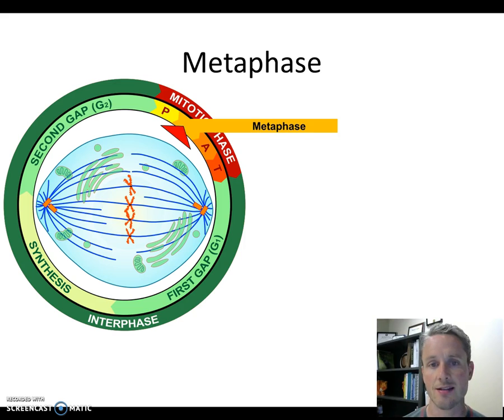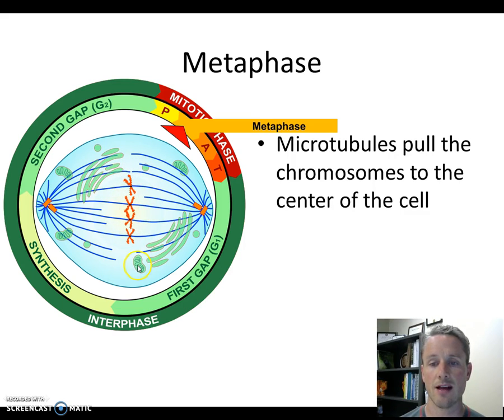During metaphase, the cell has a very specific appearance. And that appearance includes that all of these chromosomes have lined up right in the middle of the cell. And that's the main thing that happens during metaphase. All the chromosomes are pulled to the center of the cell. They're pulled there because every chromosome is attached to 2 microtubules, one from each side of the cell. And these 2 microtubules are pulling equally on that chromosome.